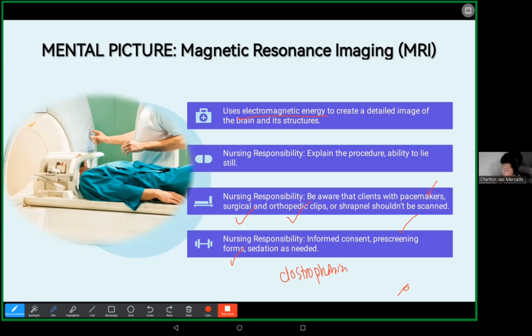Now, if meron siyang phobia sa closed spaces or if the patient cannot tolerate that narrow space inside the MRI machine, then we need to sedate the patient. So, we are going to ask the help of the anesthesiologist para ma-sedate si patient. Or if the patient, if wala siyang claustrophobia, siya naman ay restless, okay, or disoriented, bibigyan natin siya ng sedation.